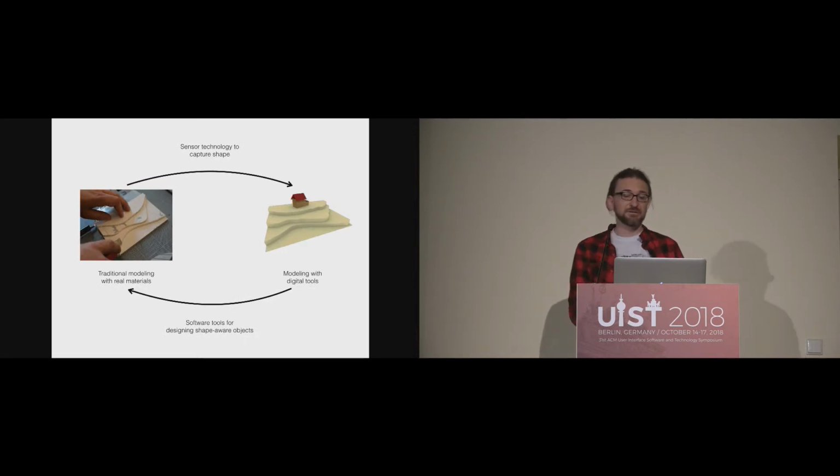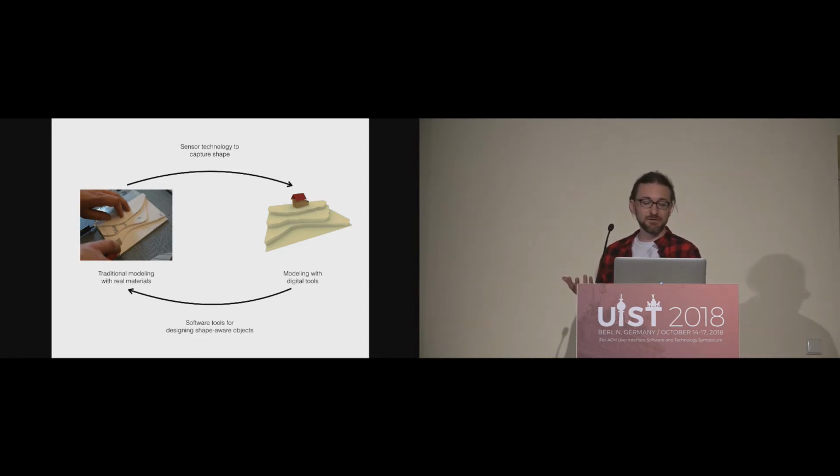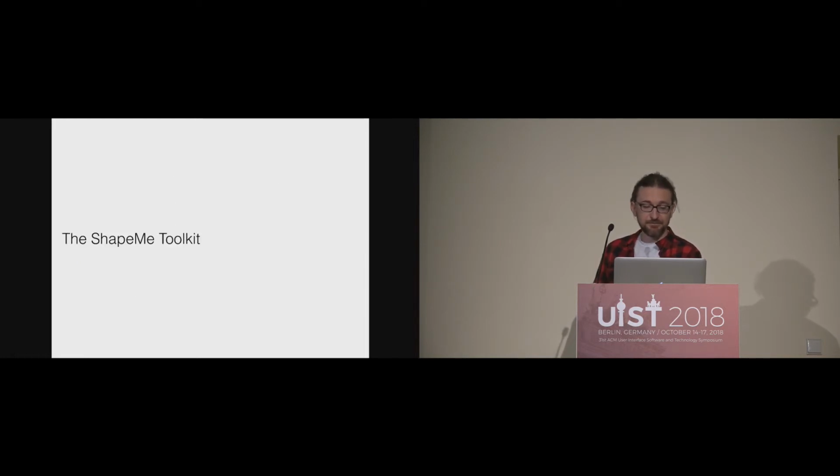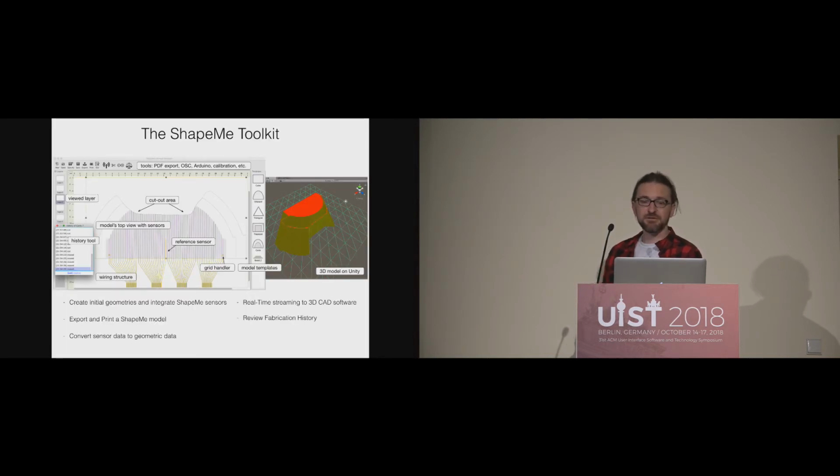So this was the first direction, about the sensor technology. The second direction goes from the digital model back to a physical model, such that you can fabricate it and integrate the sensors. We developed a software toolkit that is supporting this. We call this the ShapeMe toolkit, and it is what you see here on the left side. So this software system is supporting the communication between the digital model and the physical model.